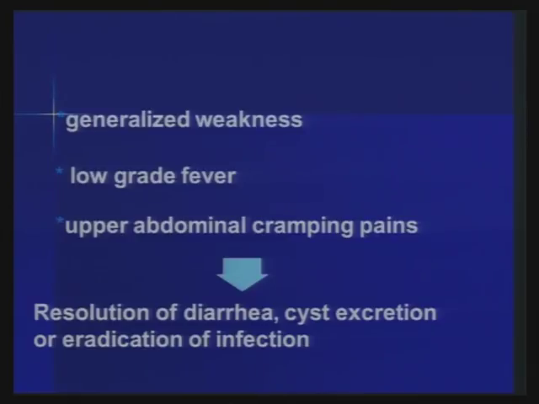Which one? Helper 1 or helper 2? This is an extraintestinal protozoa. Helper 2, it's helper 2. It can be eliminated by immune mechanism. So eradication of the infection occurs in general, but some can persist and have symptoms.